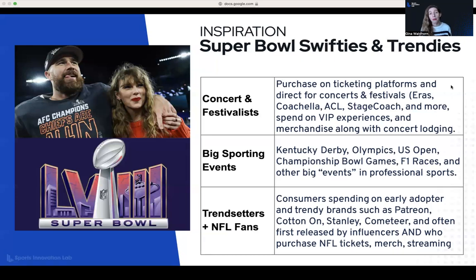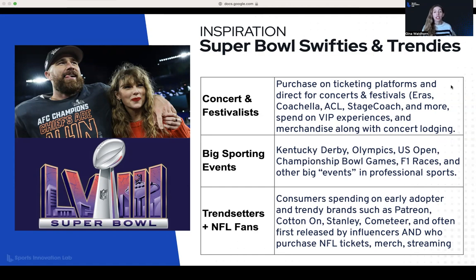I also want to talk about how that comes to life through specific events or specific use cases for some of our clients. So in this example, we know with the Super Bowl coming up, we have clients who are really eager to capitalize on the Tay-Tay phenomena. And they want to be able to find some of those new music fans, those younger fans who are now for the first time getting involved in NFL and the Super Bowl.